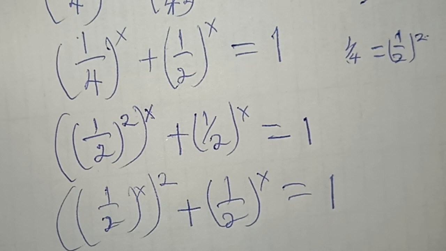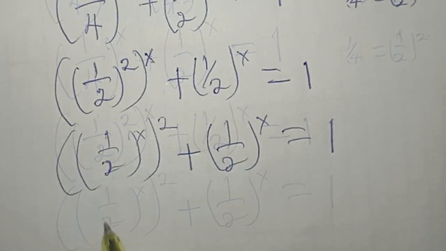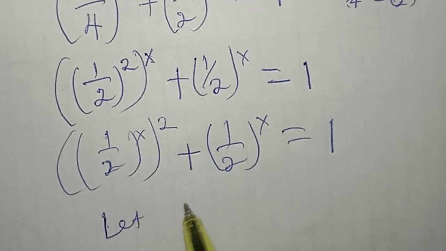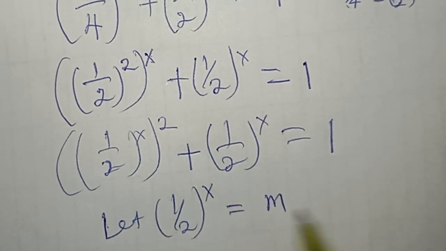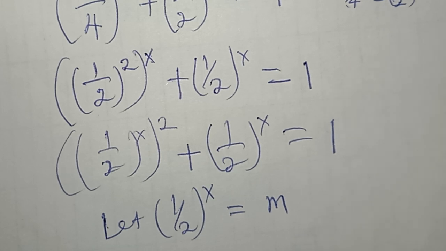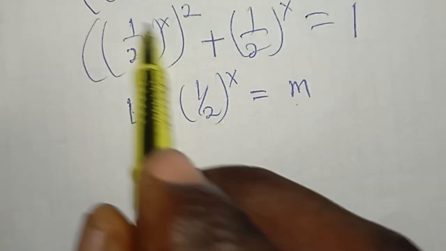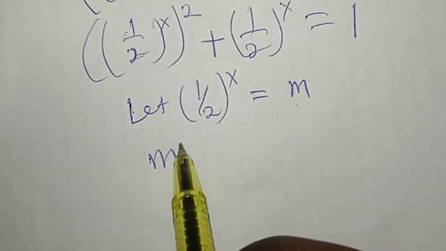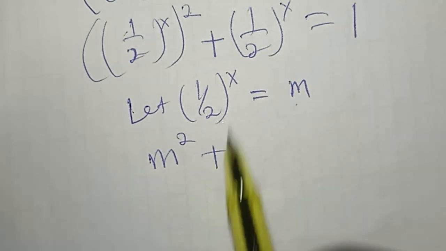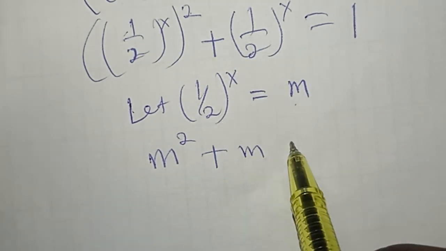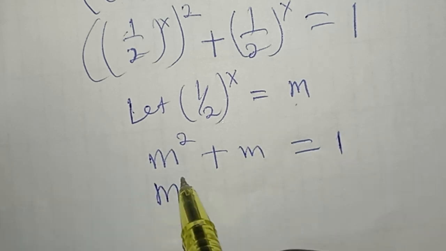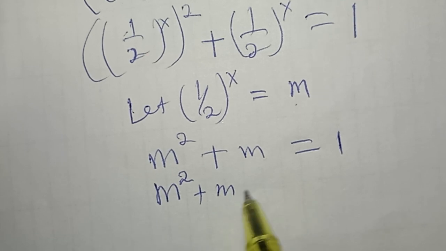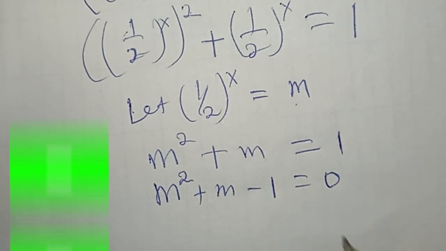So what I'm going to do next is actually to make some substitution. So I'm going to say let 1 over 2 power x be equal to, let's say, m. So if I do that, what I'm going to be having is this whole one gives me m power 2, and of course plus this one is m and is equal to 1. So I'm going to bring this one to the left hand side. So I have m squared plus m minus 1 is equal to 0.